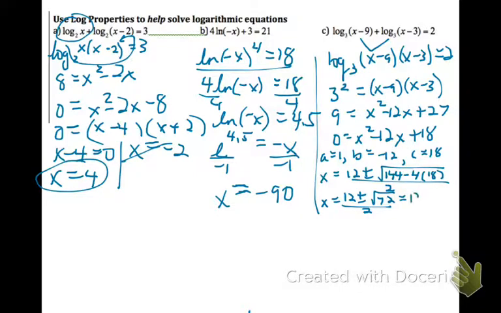I need to keep simplifying, so 12 plus or minus, now 72 is the same as 36 times 2, so I can pull out the square root of 6, divided by 2. I can divide everything by 2, so I'll get 6 plus 3 times the square root of 2, and 6 minus 3 times the square root of 2. When I put that back into my equation to check, 6 minus 3 times the square root of 2 does not work. And you can check that just on your calculator.